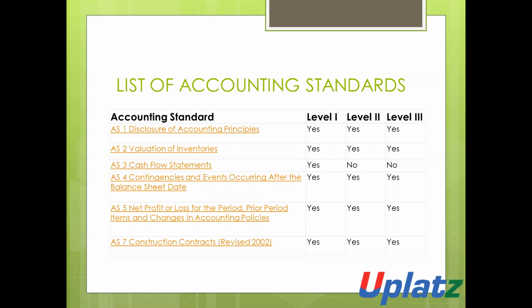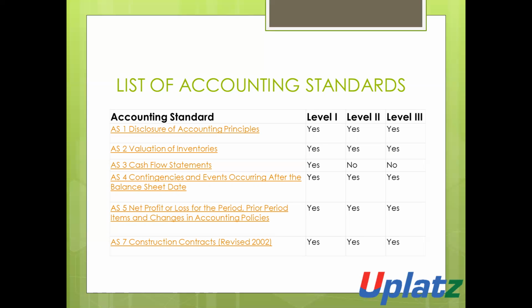List of accounting standards. Accounting Standard 1, Disclosure of Accounting Policies. It is applicable on Level 1 organizations, on Level 2 enterprises, and also on Level 3 enterprises. AS 2, Valuation of Inventories, is applicable on Level 1 enterprises, also on Level 2 enterprises, and also on Level 3 organizations.